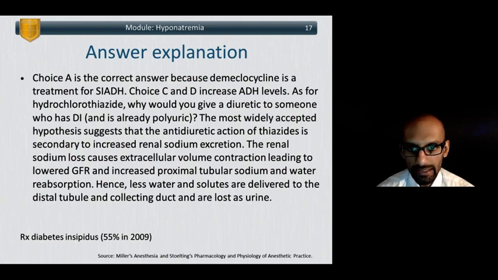And the idea is that the antidiuretic action of thiazides is secondary to increased renal sodium excretion. The renal sodium losses cause extracellular volume contraction, leading to lower GFR and hence less delivery of fluid volume to the kidneys, and therefore less water and solutes are delivered overall that can be lost in DI. So it's kind of a backwards way of doing it, and in the end you are still giving a diuretic, so probably not the most obvious or first line choice of therapy. But technically speaking, yes, it is an approved indication for the use of hydrochlorothiazide.